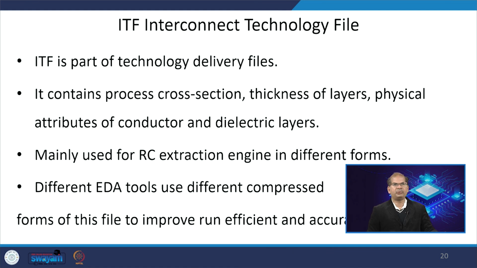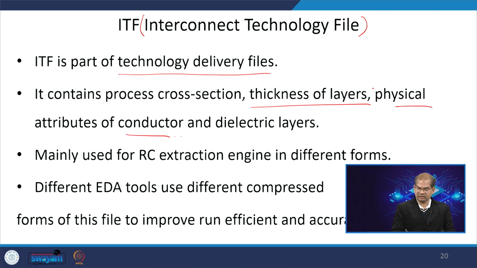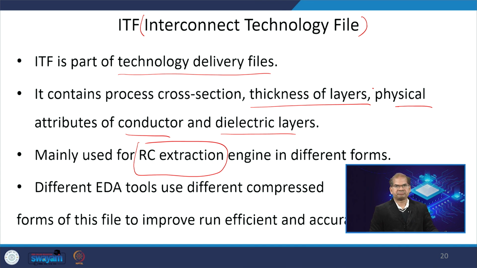Now, we have another file called ITF file, interconnect technology file, which comes with the technology PDK. It contains the layer information, the interconnect information, layer thickness, physical attributes such as conductor, dielectric layers, all this information. So, basically it contains the layer thickness and dielectric thickness, all this information, which is basically used by the RC extraction engine to extract the resistance and capacitance values in different forms.